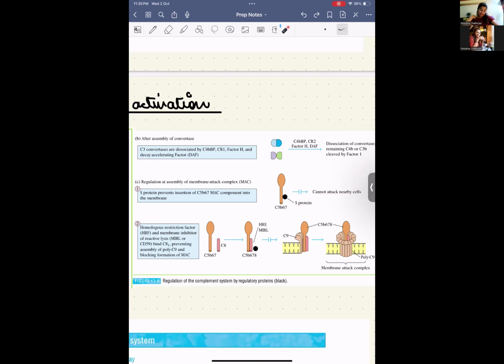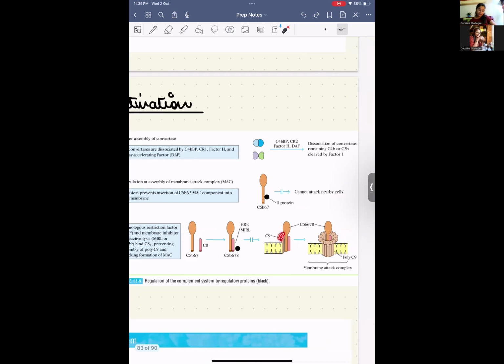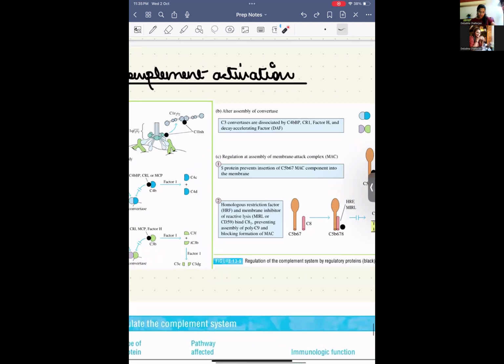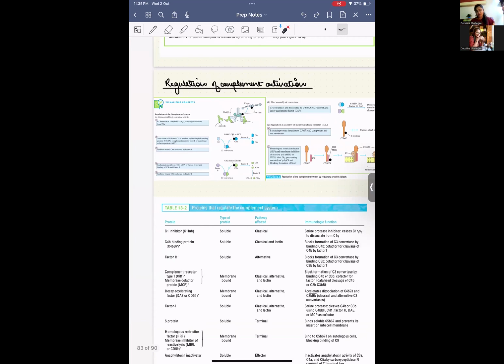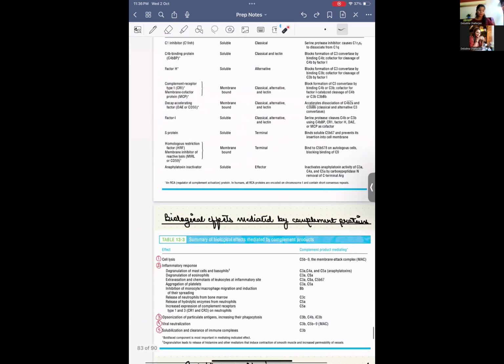Another possibility is that C8 has also joined, but now comes the inhibitor, HRF or MIRL. This prevents the polymerization of C9, right? And if polymerization of C9 fails, again the same consequence: the membrane attack complex cannot form. So again, these are different names, with more details about how each prevents it. We just saw how, and you must understand how the regulation is happening and try your best to mug up as much as possible.